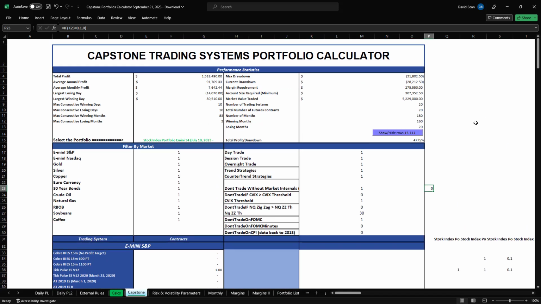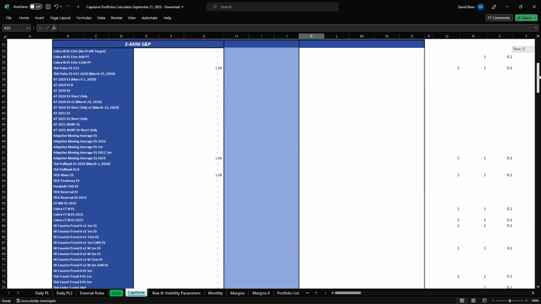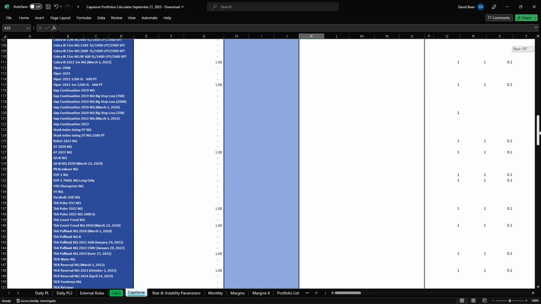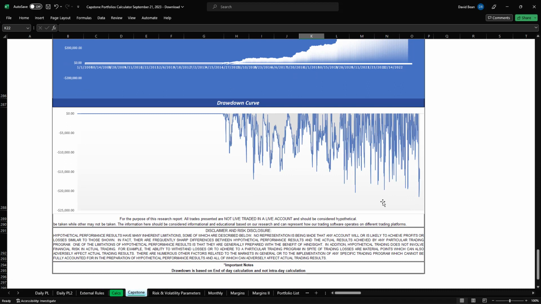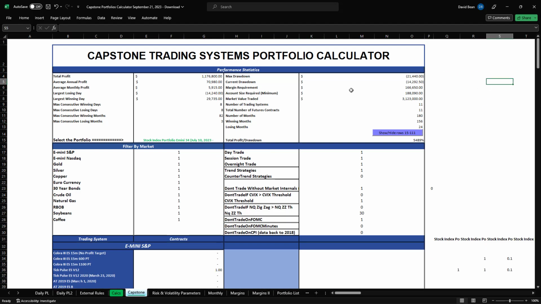But what else is really struggling? The counter trend strategies. So if you take out the counter trend strategies and you take out the strategies that don't use market internals, you have 11 market internal strategies. You have 3 on the S&P, 8 on the Nasdaq, and you improve your drawdown curve. It still made a worst case drawdown, but just slightly.